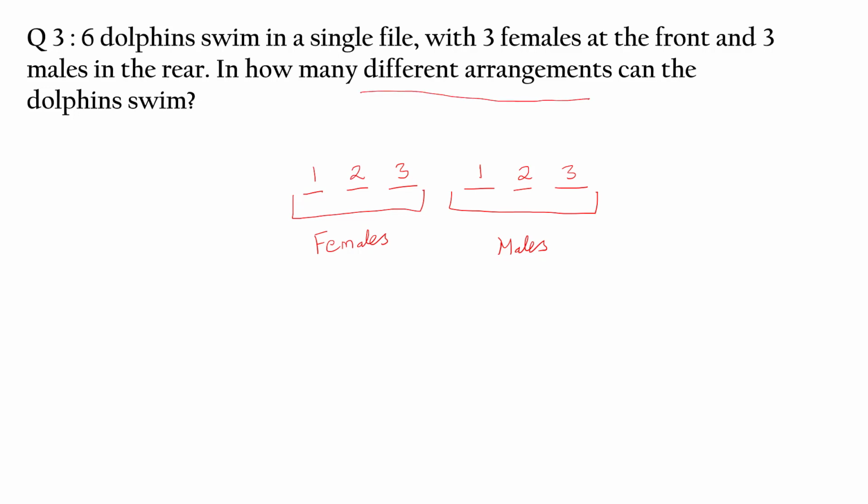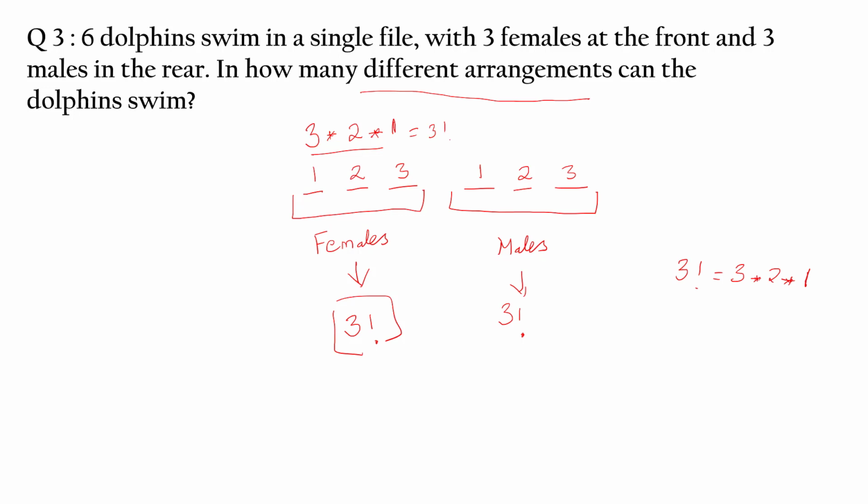So if you arrange the females, we'll have 3 factorial. If you arrange the males, you have 3 factorial. So 3 factorial is equal to 3 into 2 into 1. So how did this 3 factorial come? Let's say for the first spot, you have 3 choices, 3. For the second spot, you have only 2 dolphins left, 2. And for the last spot, there's only 1. Similarly for the males. So this is equal to 3 factorial.